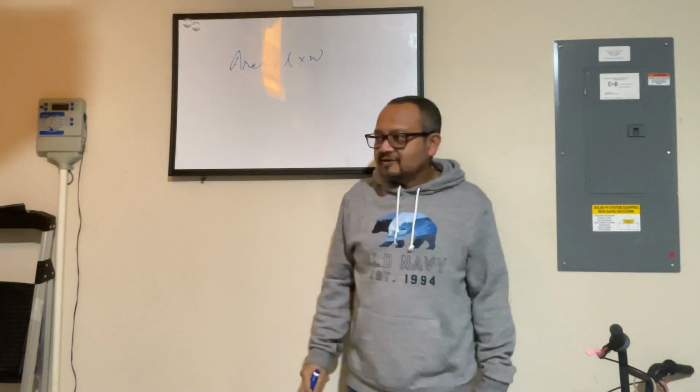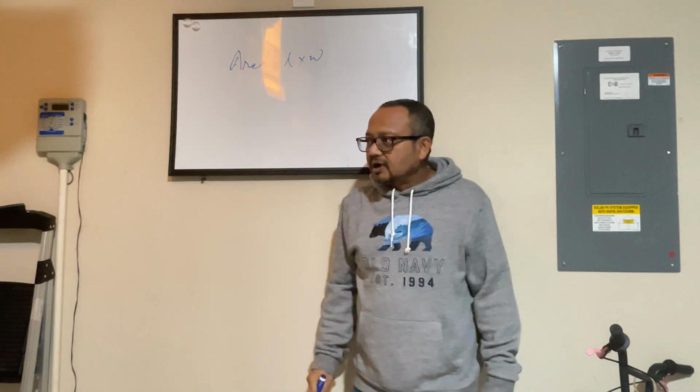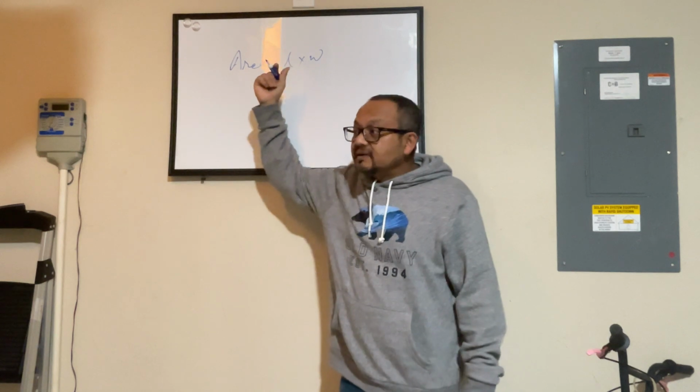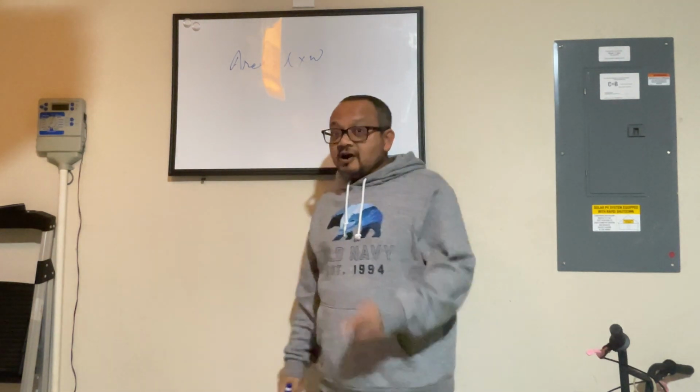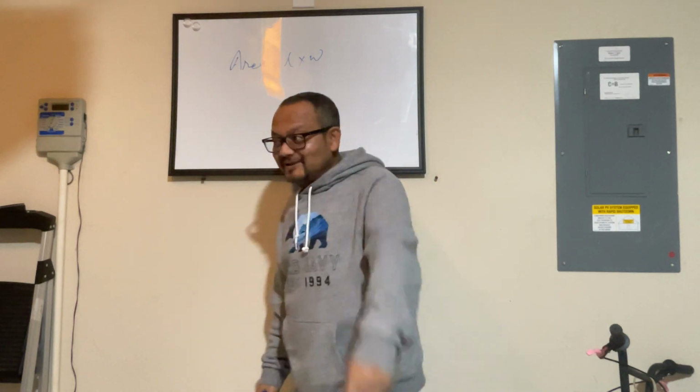How is a triangle length times width? That's a square. I said area of a rectangle is length times width. Oh, you said triangle. Did I say that? Yeah, my brother. I have evidence of whatever I say. I'll watch that later. It's okay.